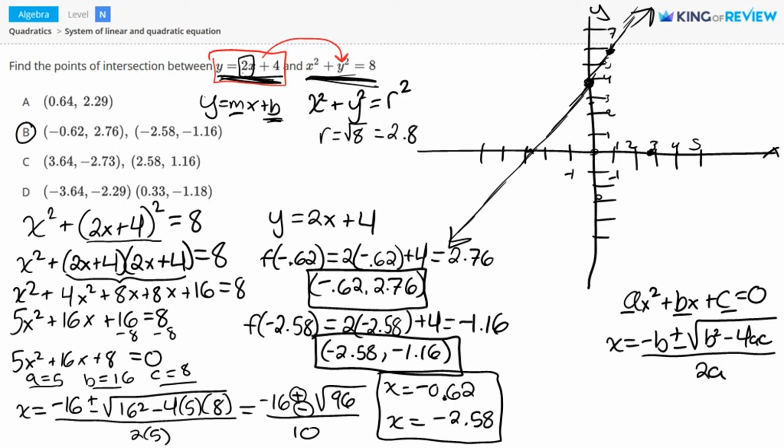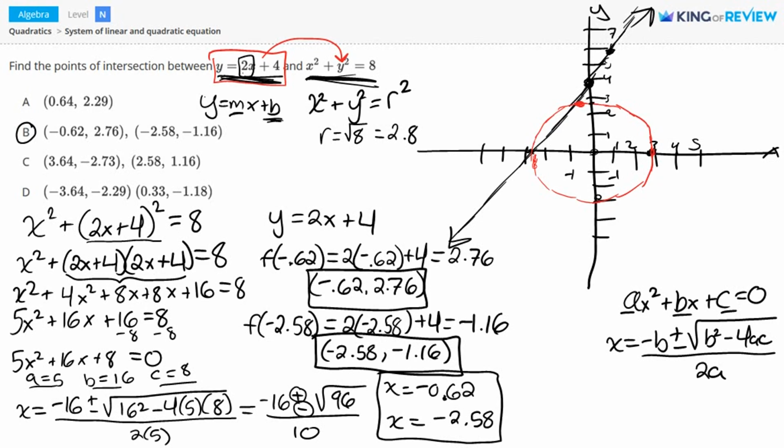So I'll draw the circle in red. So the radius is 2.8. So it's going to look something like this. This is a rough drawing here. So we have 2 points of intersection. So it intersects right about here, and it intersects right here, somewhere in here.